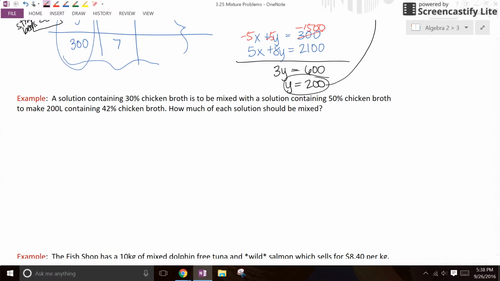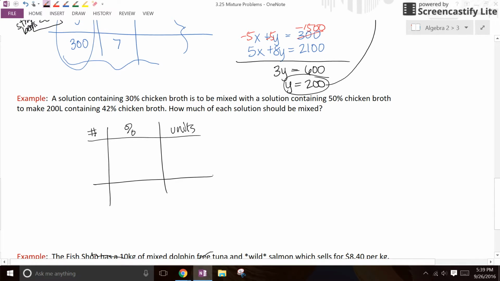How about this? A solution containing 30% chicken broth is to be mixed with a solution containing 50% chicken broth to have 200 liters of 42%. Well, that's the same thing. I'll at least set it up for you, and you can see if you can go from there. Number, you have percentage, and you have units or whatever. I still got to find a good name for that.